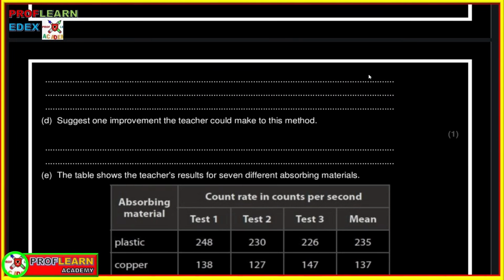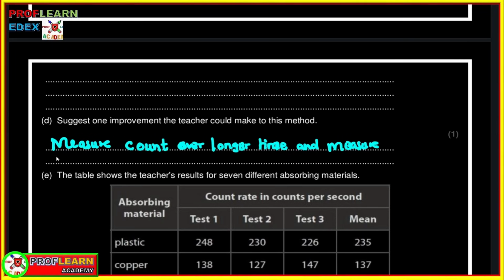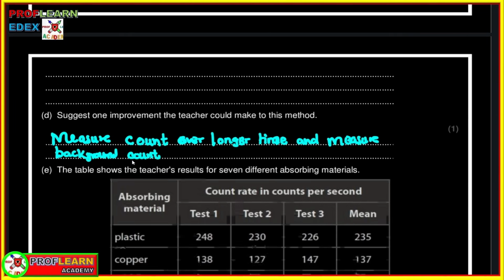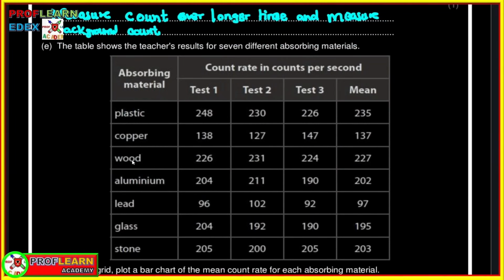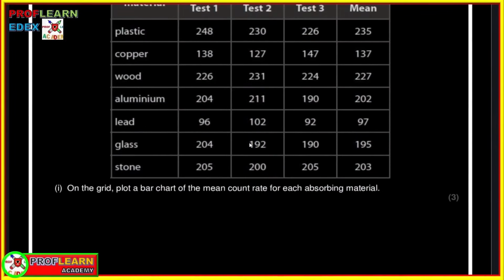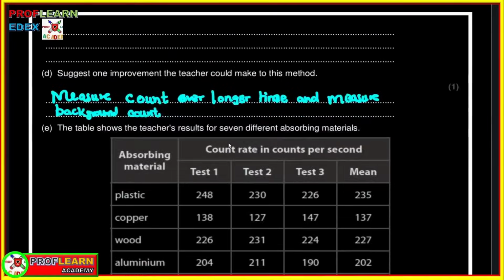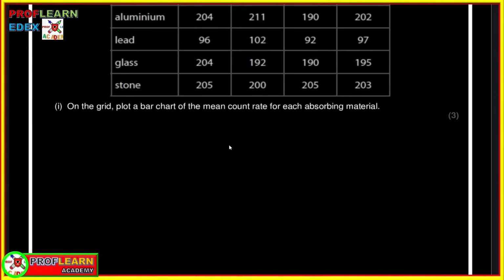Suggest an improvement the teacher could make to this method. We saw the time was too short, so the teacher could increase the time, or take a count over a long period of time, and also measure the background count. Then on the grid, plot a bar chart of the mean count rate for each absorbing material. So we have plastic, copper, wood, aluminum, lead. We're going to plot all of these on a bar chart.